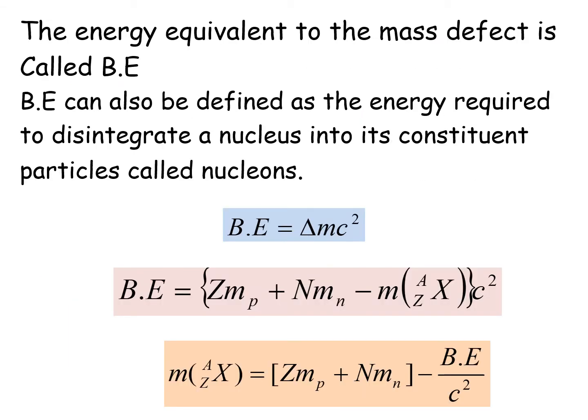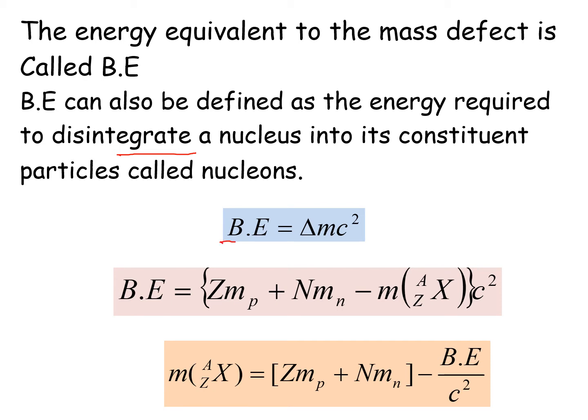The energy equivalent to the mass defect is called the binding energy. Binding energy can also be defined as the energy required to disintegrate, that is, break a nucleus into its constituent particles called nucleons, the protons and the neutrons. Binding energy binds all the nucleons together within the nucleus. As we know, E is equal to m into c square.